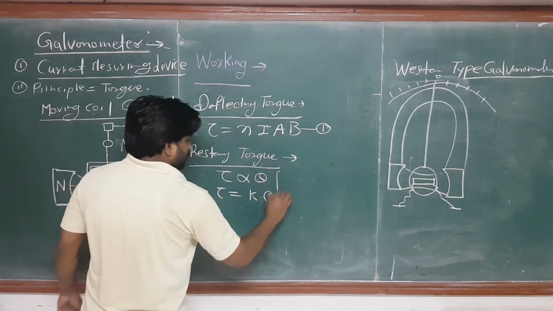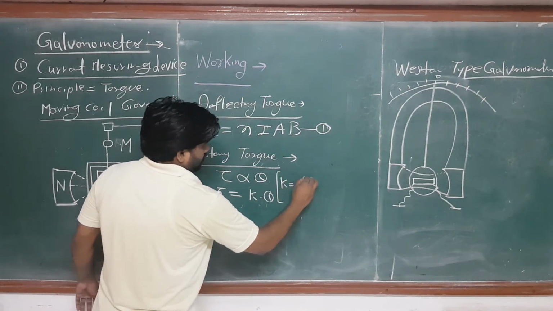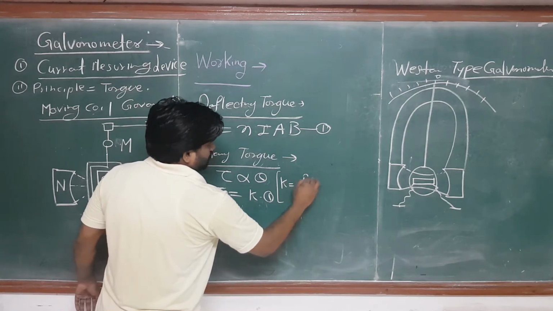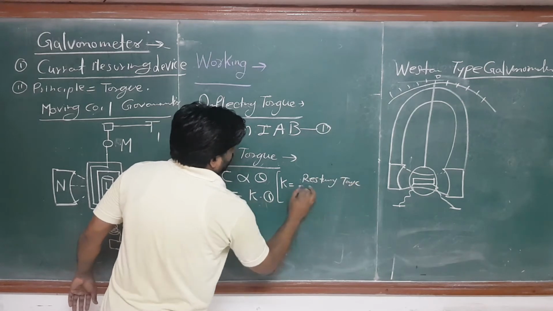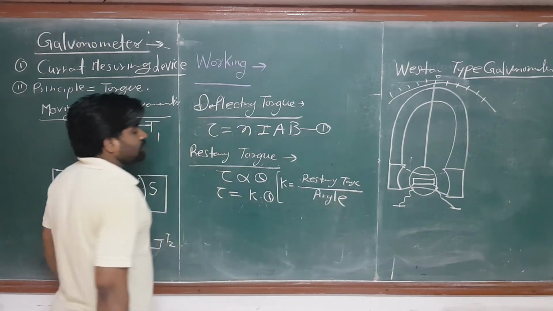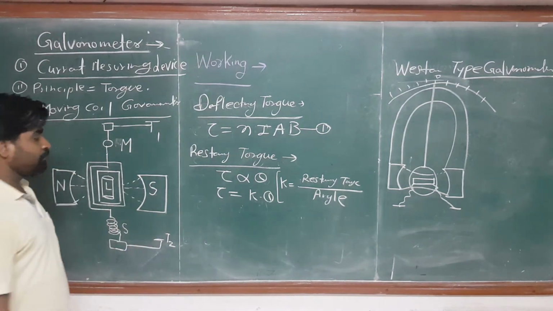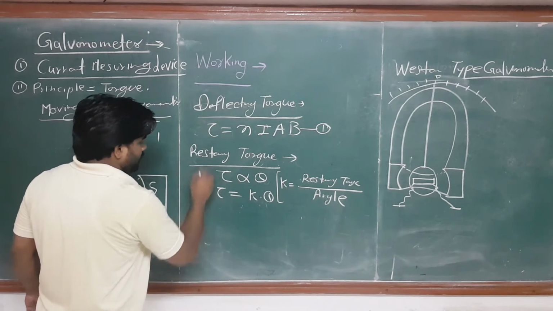The k is, we can say, the restoring torque per unit angle, and its unit is Newton meter per radian. Okay? And in the balance condition, these two would be the same.